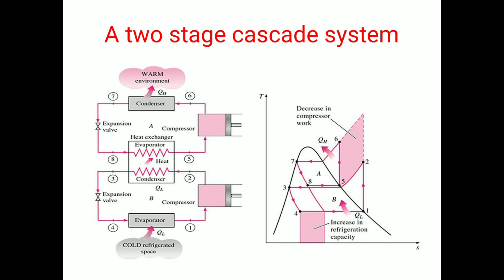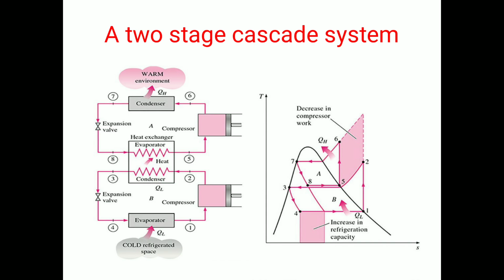Saturated vapor, and then it is compressed into superheated vapor. After it is compressed, it is allowed to flow into a condenser. So if you observe this area, a cascade condenser serves as an evaporator for a higher temperature cascade system.